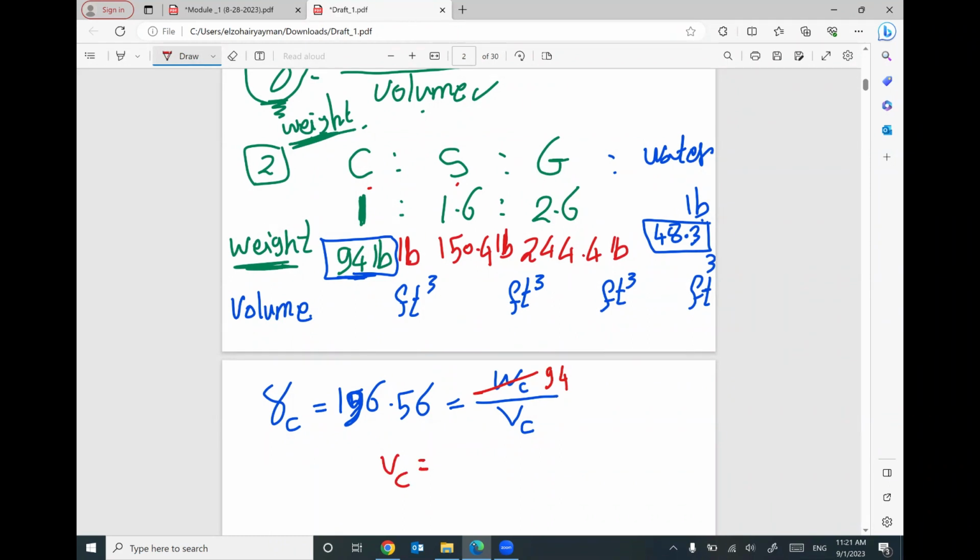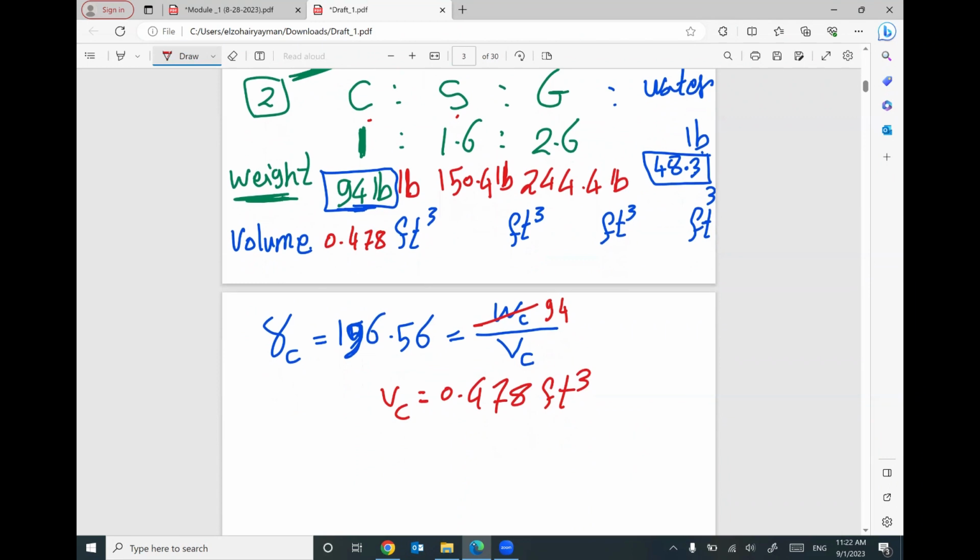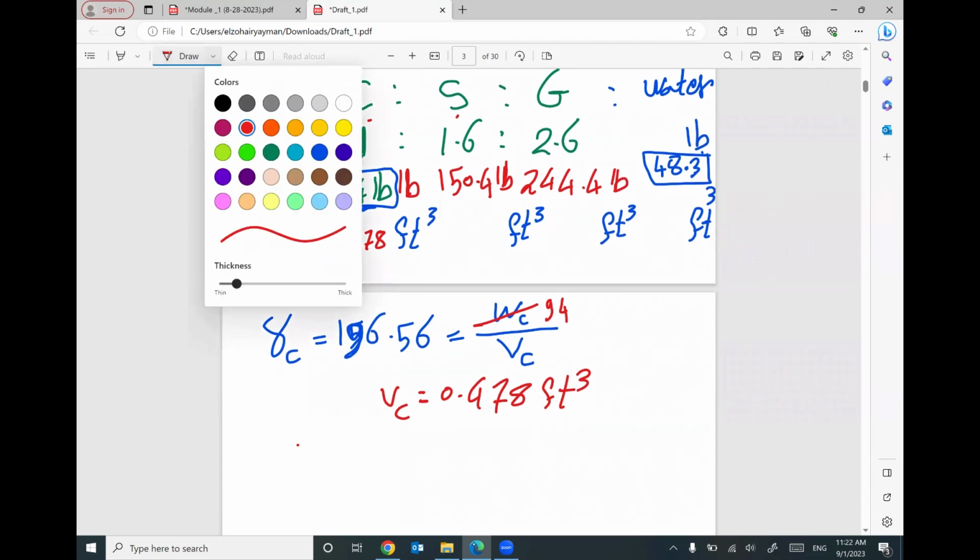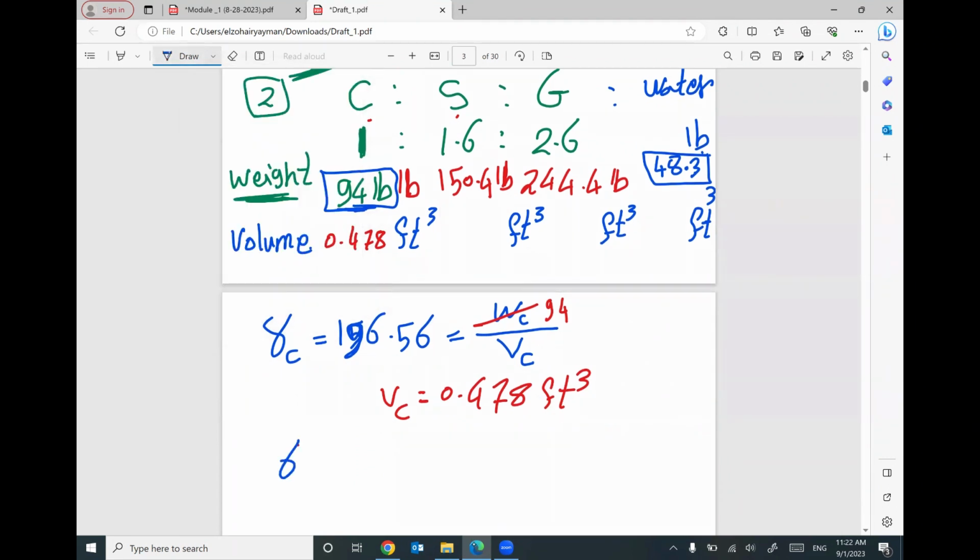I can find it by dividing 94 by 196.56, which equals 0.478 cubic feet. So this 94 pounds, this sack of cement, will give you 0.478 cubic feet of volume.